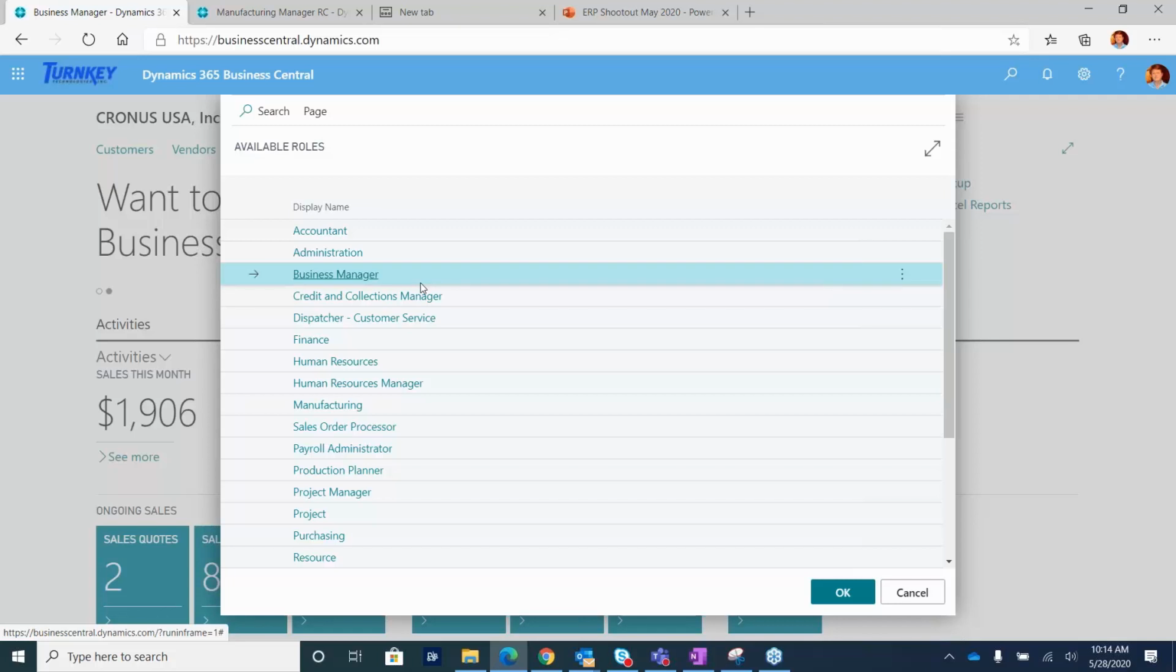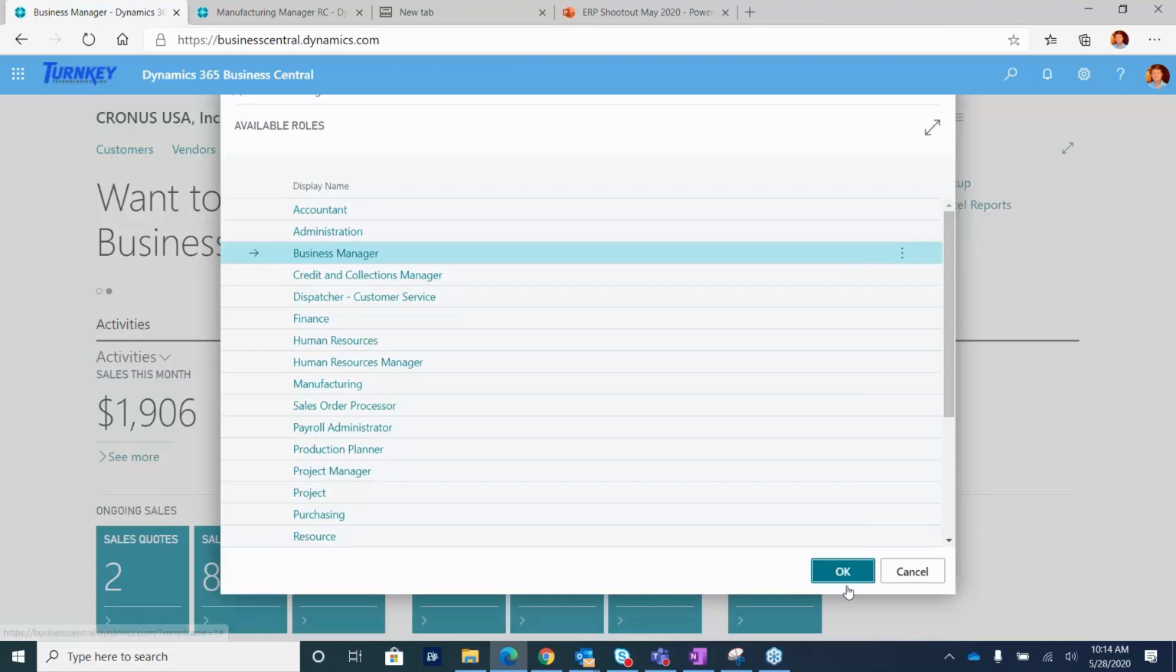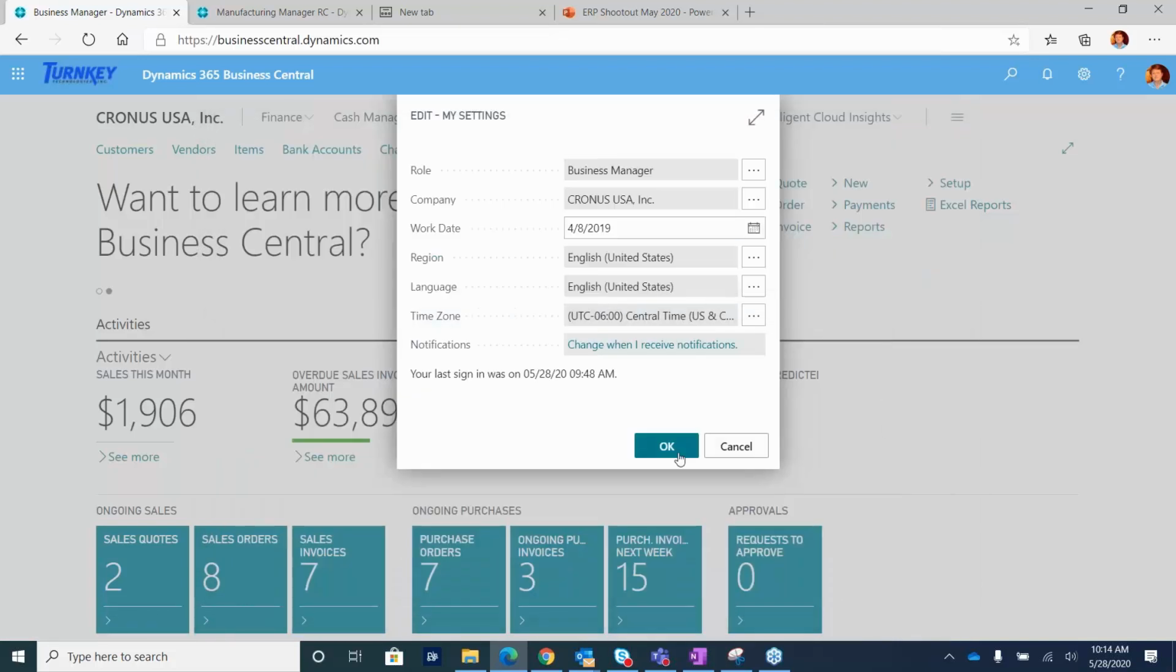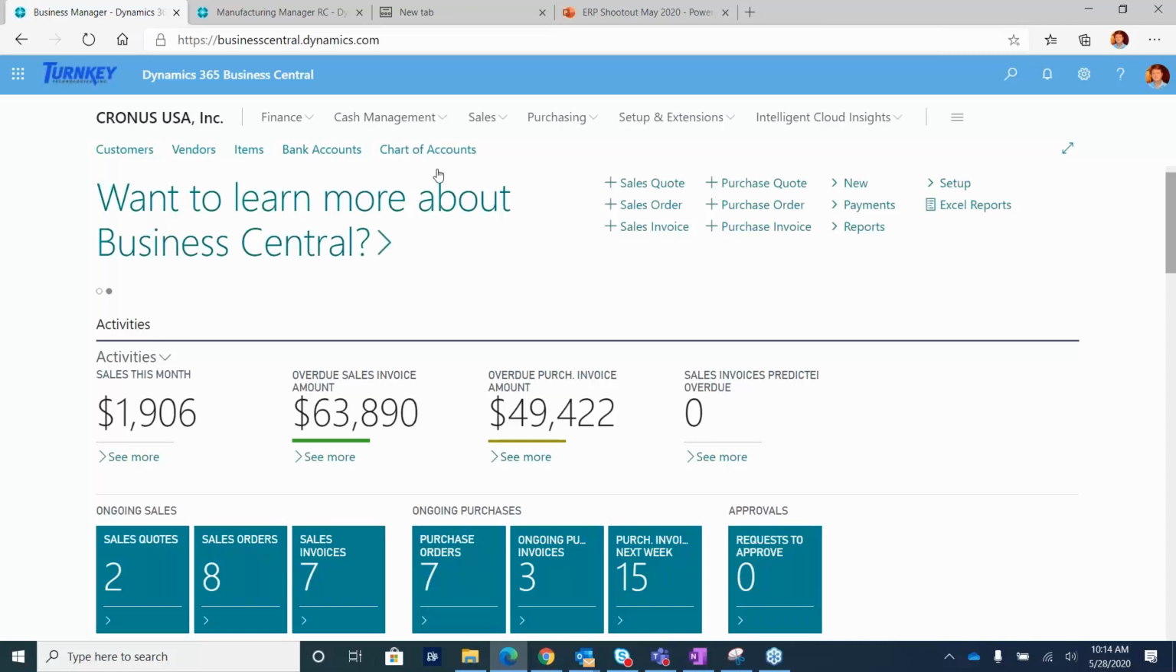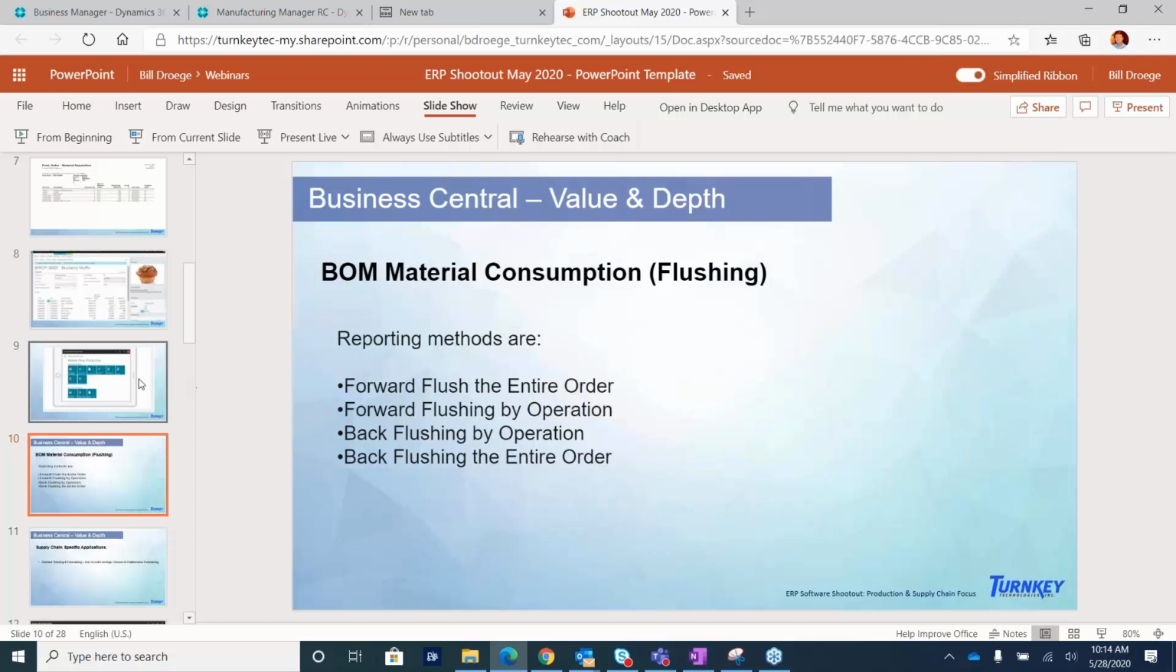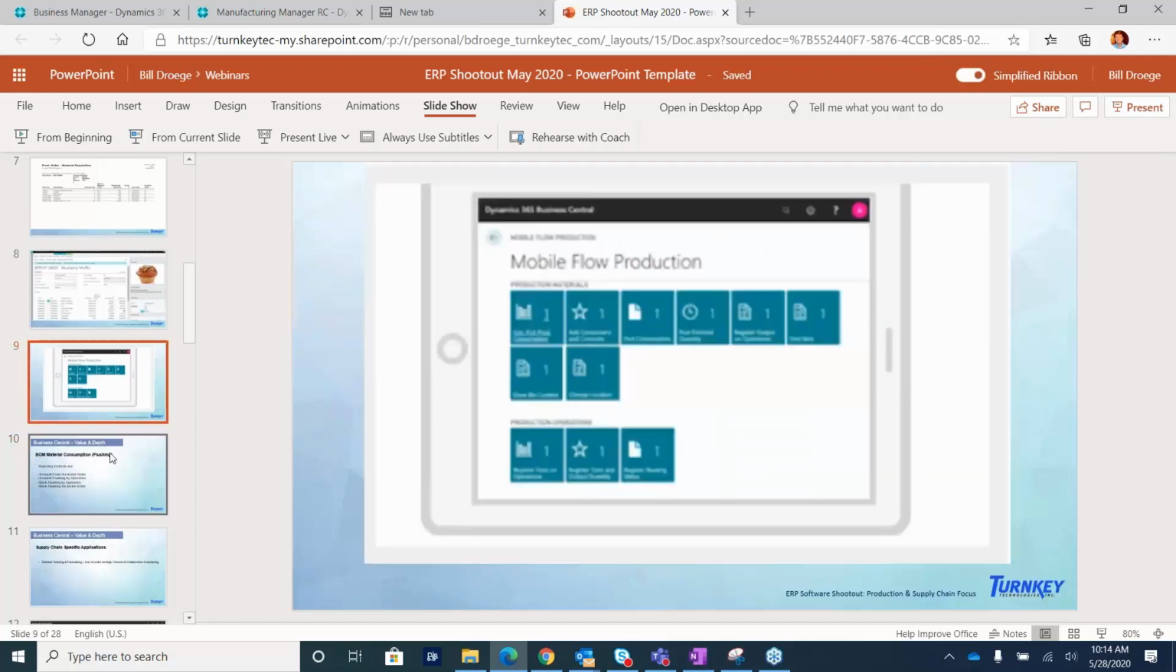Business managers are kind of crossing those lines, but also are the ones who set up and manage human resources, finance, all these different application components inside of Business Central. So this is a full and deep ERP capability. I'm going to now jump back a little bit to my PowerPoint. I don't want to get you dizzy here.